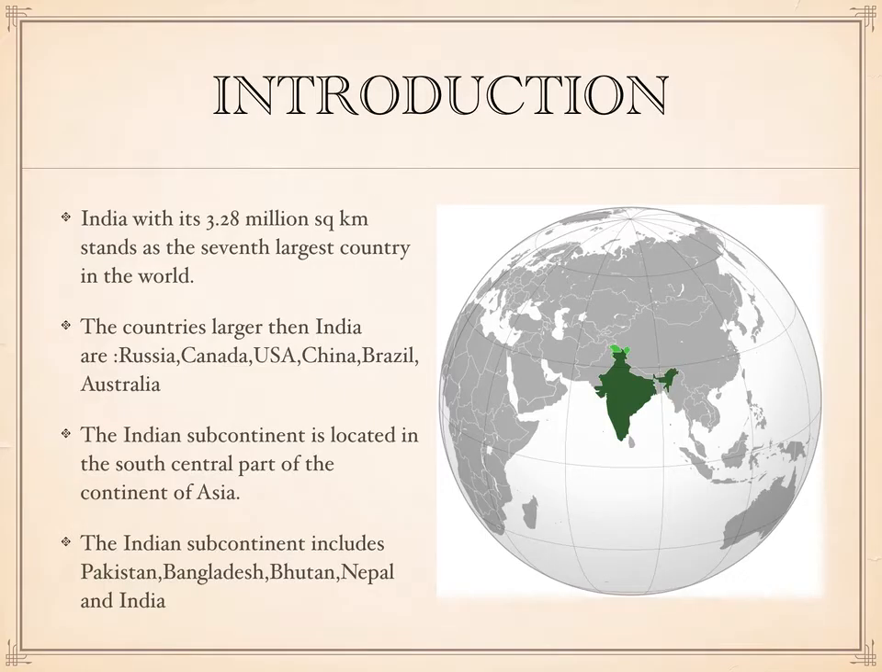Before we start talking about the location of our country, let's see some facts. India, with its 3.28 million square kilometers, stands as the seventh largest country in the world. The countries larger than India are Russia, Canada, USA, China, Brazil, and Australia. The Indian subcontinent is located in the south central part of the continent of Asia. The Indian subcontinent includes Pakistan, Bangladesh, Bhutan, Nepal, and India.